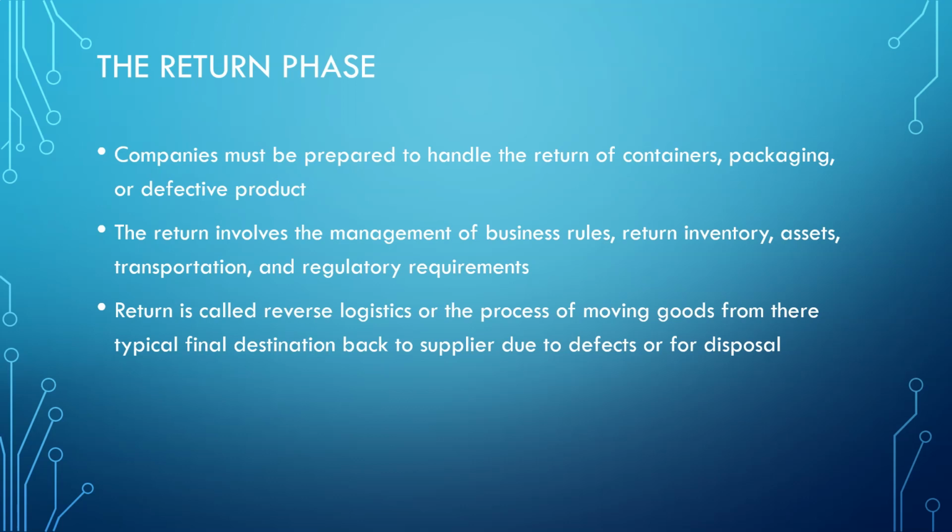The last phase of SCORE model is the return phase. Companies must be prepared to handle the return of containers, packaging, or defective products. The return involves the management of business rules, return inventory, assets, transportation, and regulatory requirements. Return is called reverse logistics because we're going now in the reverse direction. That's why we call it reverse logistics, or the process of moving goods from their typical final destination back to the supplier due to defects or for disposal.